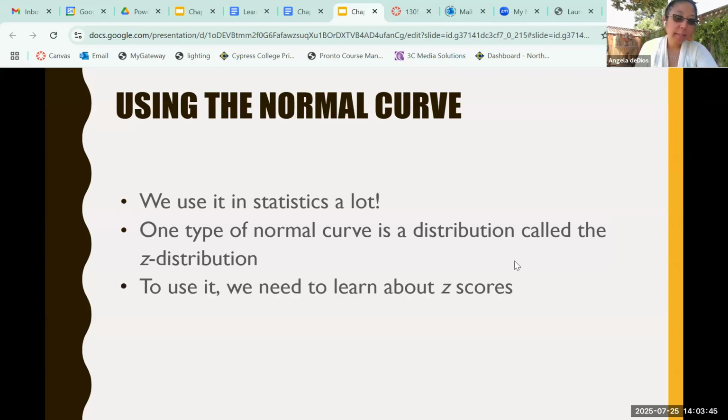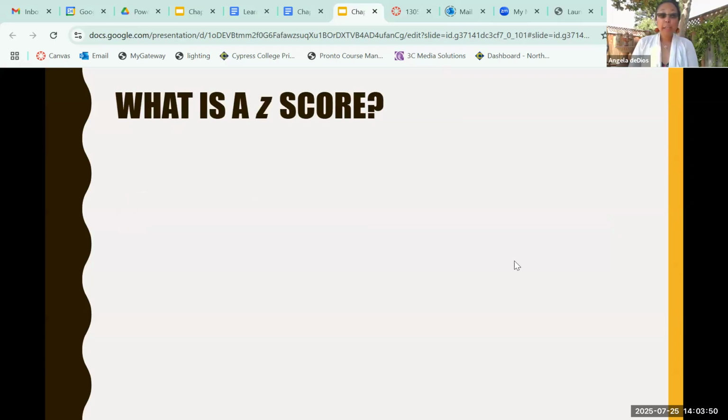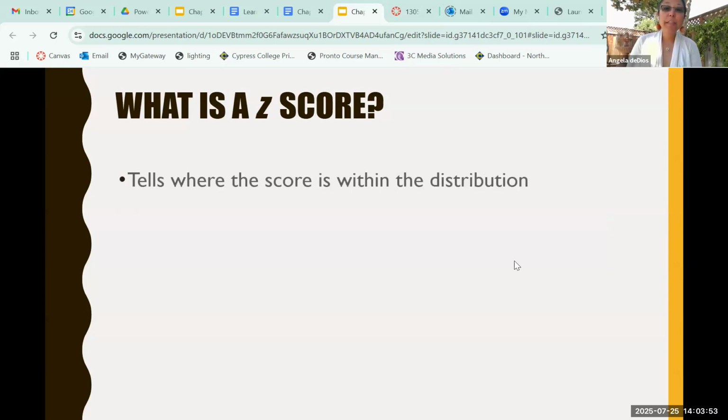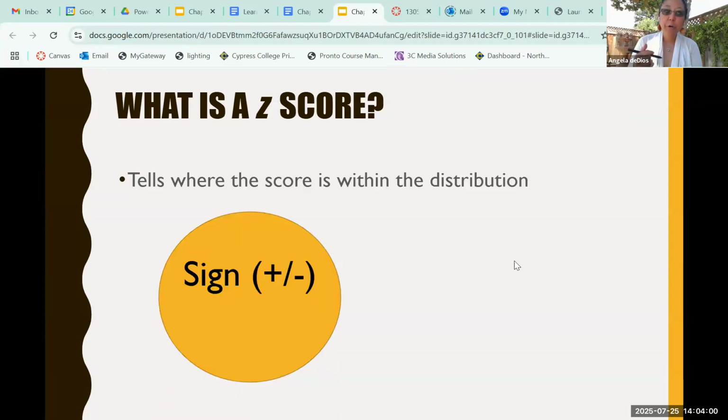So in order to use that z distribution, we need to learn about z-scores. So what is a z-score? Well, a z-score basically tells you where a score is within the distribution. So there are two parts of a z-score. The first part is the sign, positive or negative. And that tells you whether your score is above the mean or below the mean. A positive z-score tells you that it is above the mean. A negative z-score tells you that it's below the mean. So what would the mean be? It would be 0 because it is equal to the mean.